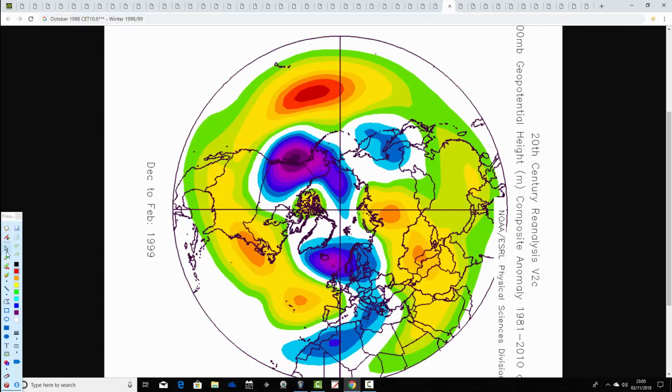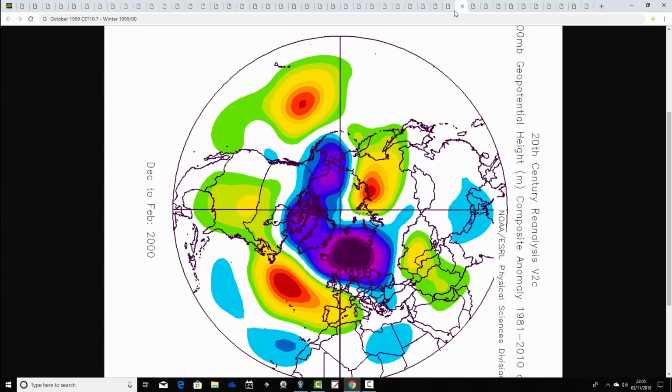October 1998 was CET 10.6, bang on this year, and the winter of 98-99 looks like that. Below average heights to the north, above average heights down to the southwest. It's an unsettled and relatively mild Atlantic-driven winter. It does have a few cold snaps, but there weren't many cold winters in the 1990s anyway. October 1999 has a CET of 10.7. The winter of 99-2000 is a very mild winter.